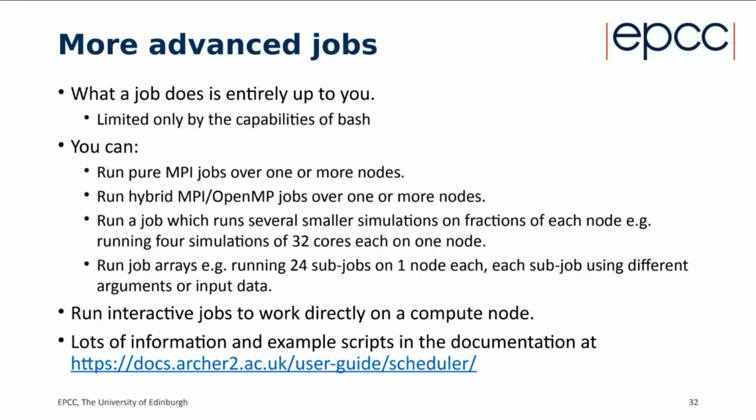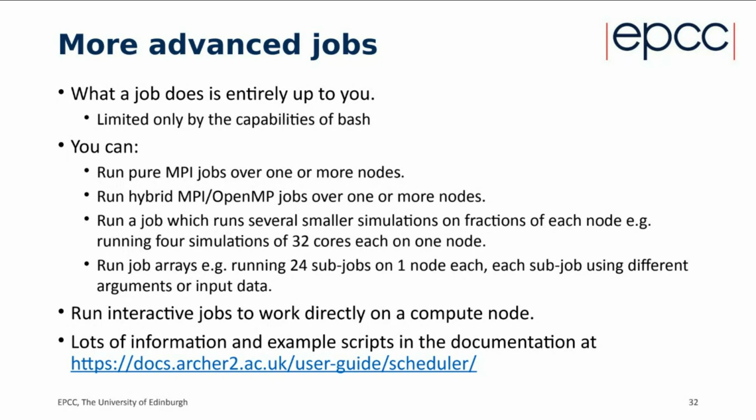Something some people do is they maybe want to run jobs which don't use a whole node, but you can instead run on fractions of a node. So the example here is 4 simulations, each using 32 cores on one node. So you'd still be using all 128 cores on the node, but each group of 32 cores would be running a different simulation. Or maybe you need to run the same thing several times, but with slightly different input data or different parameters being passed.